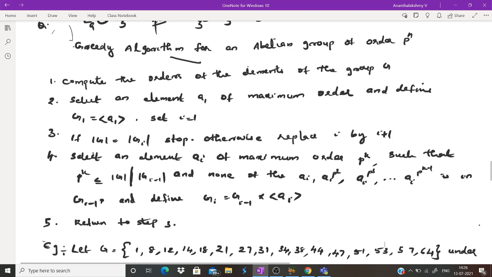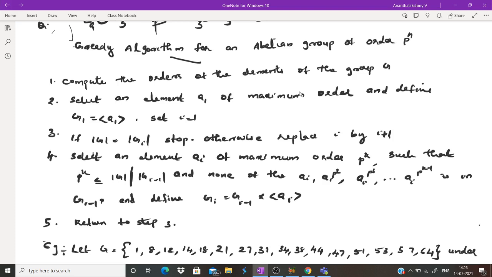So first you have to identify the group, and surely it will be of some prime power order. Then, first step, compute the orders of the elements of the group G. First you have to compute the order of every element in that group.